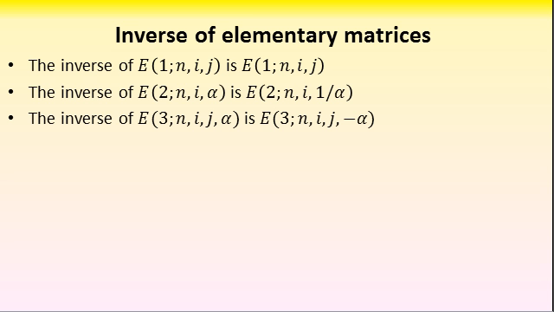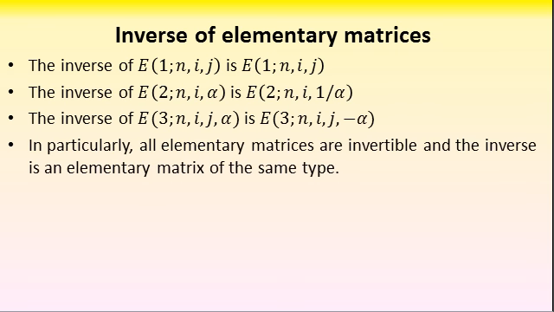Even if you don't remember precisely the inverse of the elementary matrices, what you should remember is the following. All the elementary matrices are invertible, and the inverse of an elementary matrix is always an elementary matrix of the same type. We see that both of the matrices in the first bullet are swap matrices, both of them in the second are scale matrices, and both of them in the third are pivot matrices.